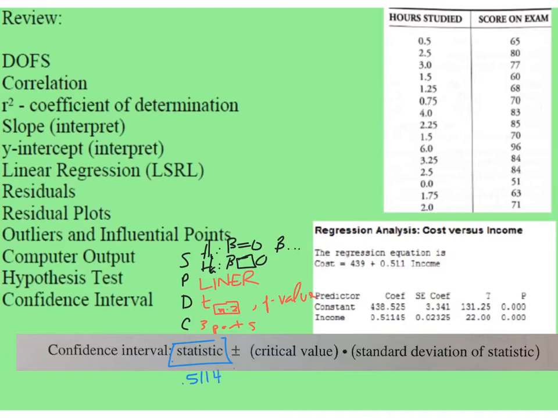So for this particular computer output problem, our statistic is 0.51145 plus or minus. I'm just going to leave this blank. We would use our chart to get T star. And then the standard deviation of the statistic is 0.02325. So remember, to use the chart, we simply go to the bottom, find the percent we want, scroll up to the degrees of freedom, and that gives us our critical value. Okay, so this has been an overall review of all of the things we've done with bivariate data.